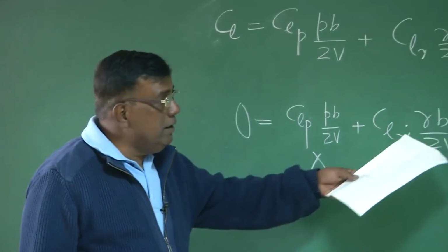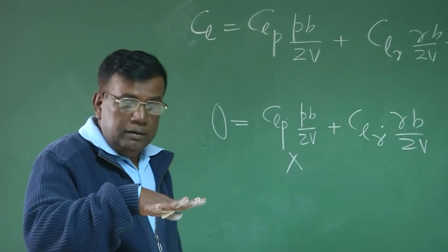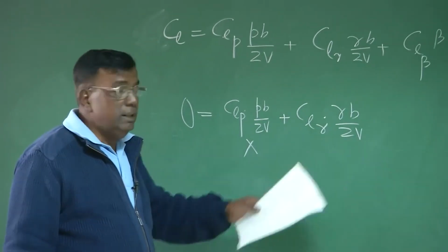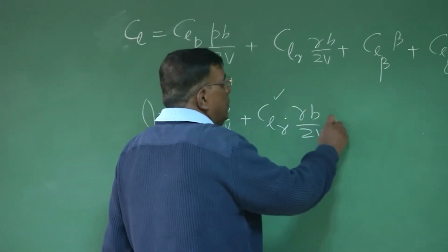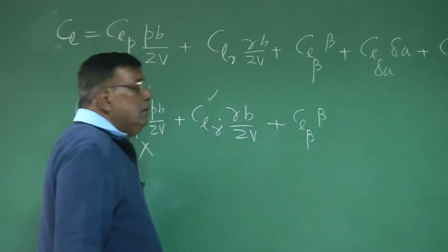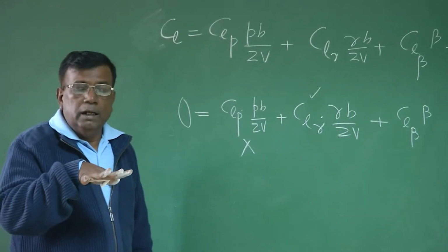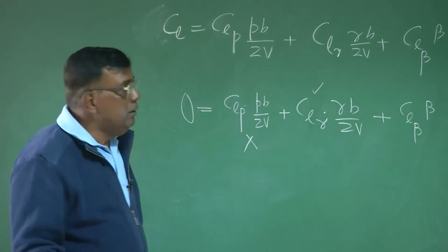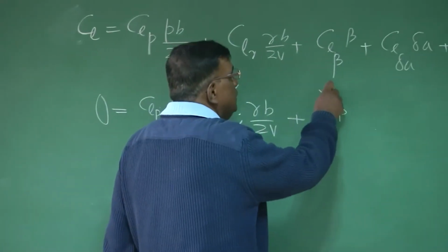No, because there is a yaw rate R. When I am taking a steady coordinated turn, there is a yaw rate, so I cannot drop this. So this stays. What about CL beta into beta for a steady coordinated turn? What is the value of beta? We have seen beta is 0. So this term also goes.